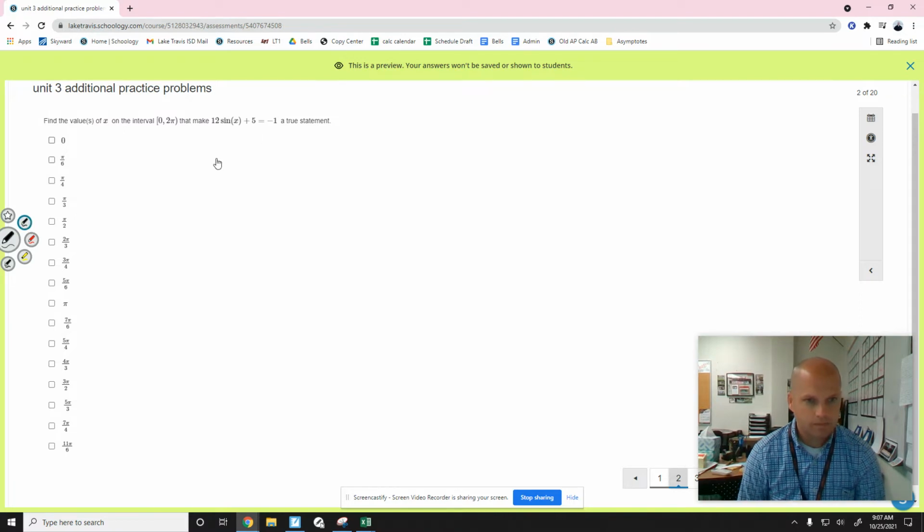Yeah, this is the same deal. Let's isolate the trig function. I'm going to subtract 5, divide by 12. Negative 6/12 is the same as negative 1/2. Now, how did I teach it? I taught that you got to find the correct triangle.